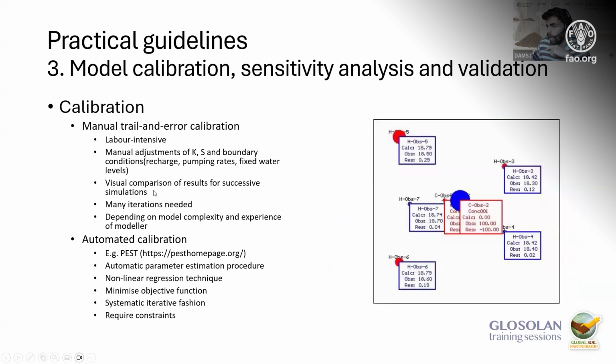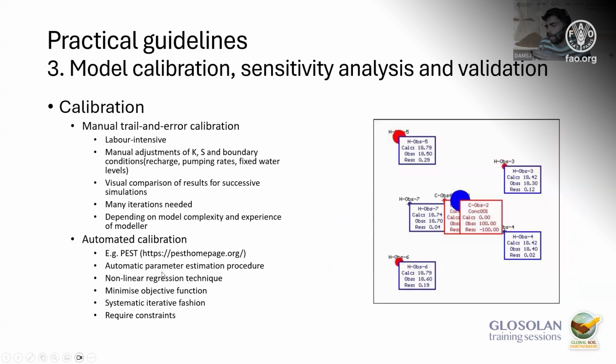So the calibration can be done by trial and error, manually. It costs, of course, a lot of time, but you are in full control of what parameters you are changing. An alternative is to do automatic calibrations, for example, with the PEST module.